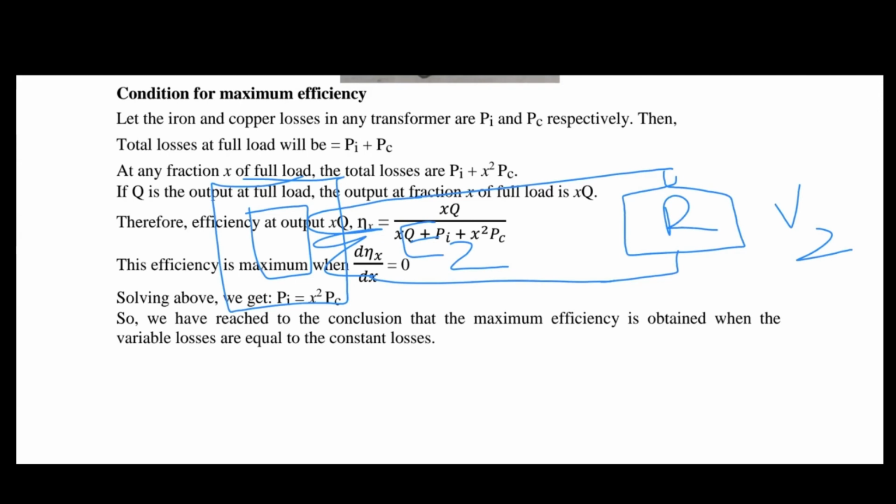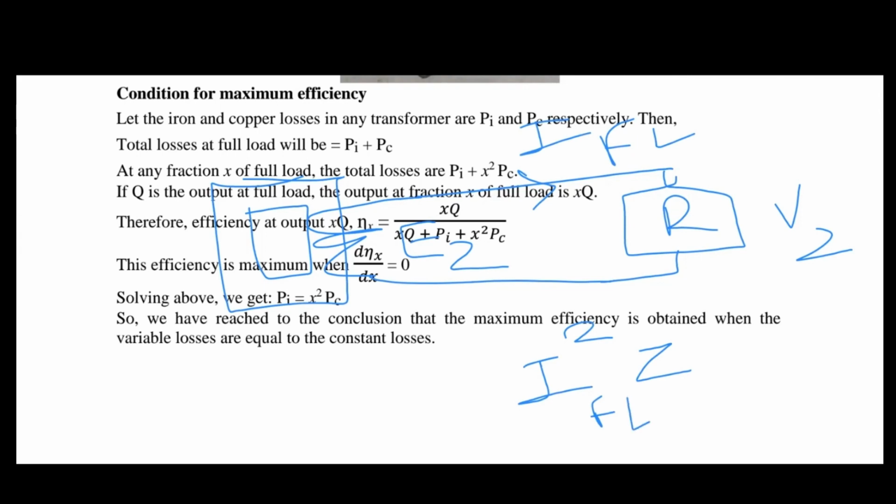Okay. So if the transformer is operating on full load, it means that the full load current will flow. Okay. So when full load current will flow, the losses will be I square Z, where current is full load.